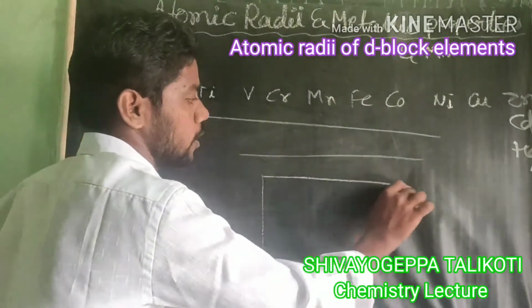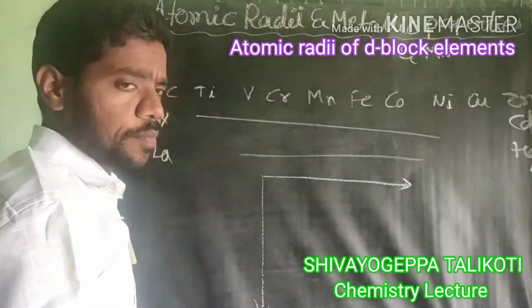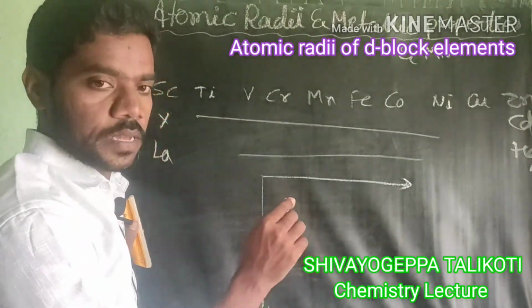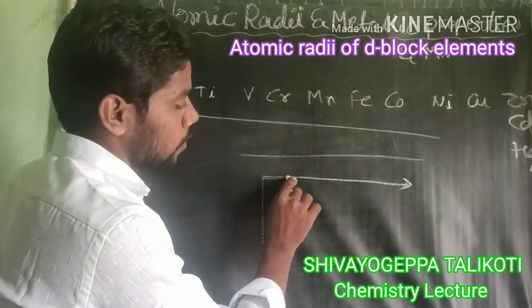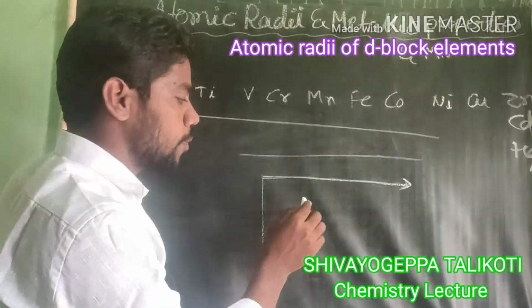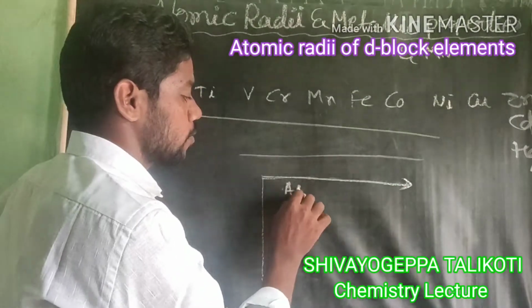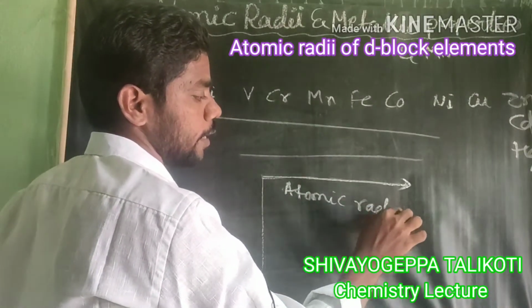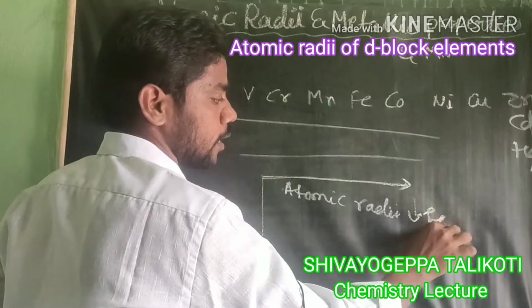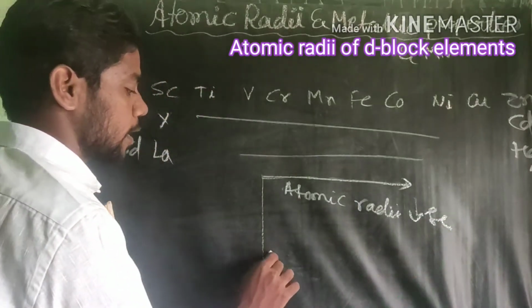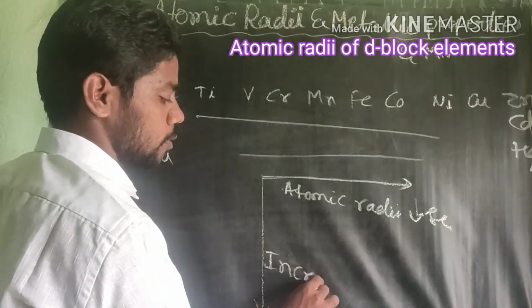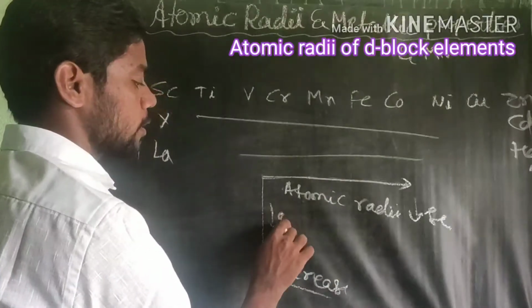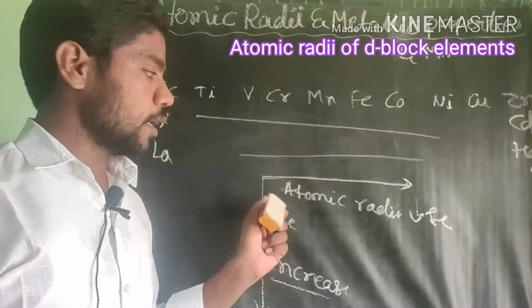In first PUC, we learned the chemical classification of elements. How do the atomic radii change? It's very simple, dear students. You see here. First, go from left to right. What happens? The atomic radii decrease, and from top to bottom the atomic radii increase. Here it decreases, and here what happens? It decreases.